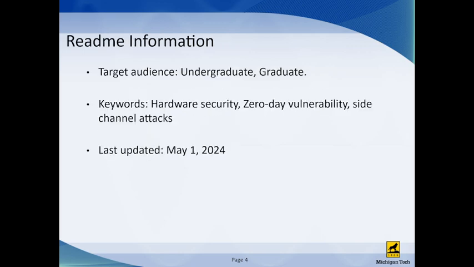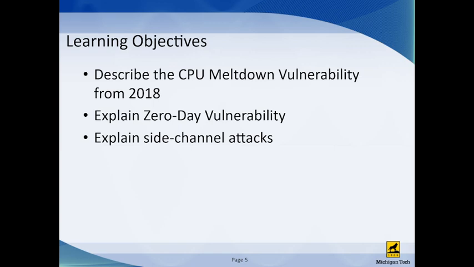The target audience for this presentation includes undergraduate and graduate students focusing on hardware security, zero-day vulnerabilities, and side-channel attacks. The last update was in May 2024. By the end of this presentation, you should be able to describe the CPU Meltdown vulnerability, explain zero-day vulnerabilities, and understand side-channel attacks.